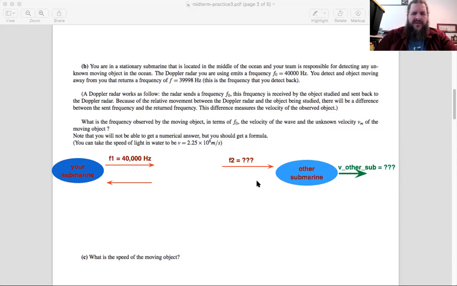So the Doppler effect is going to mean that the frequency observed by the other submarine would be different. But that other submarine reflects that sound back. Sorry, not that sound, that light. These are radio waves, not sound waves. So the radio wave is going to reflect back at that same frequency, the same F2. We just don't know what that is yet. And is that F2 the frequency you're going to observe when it bounces back?